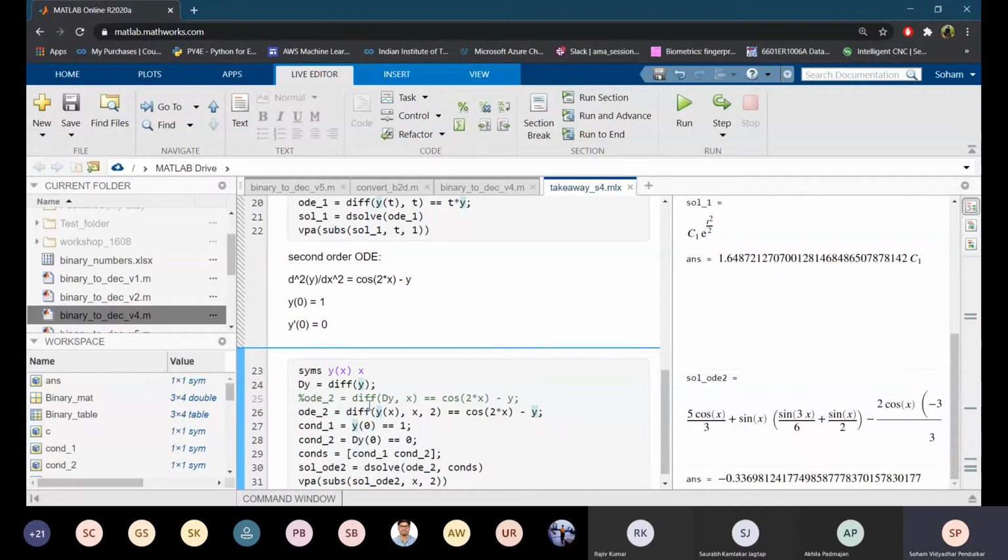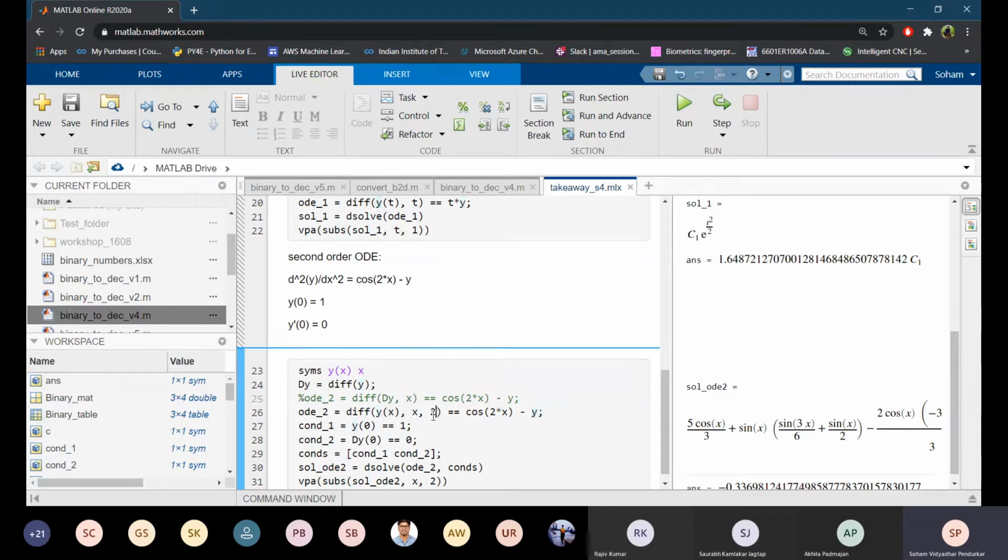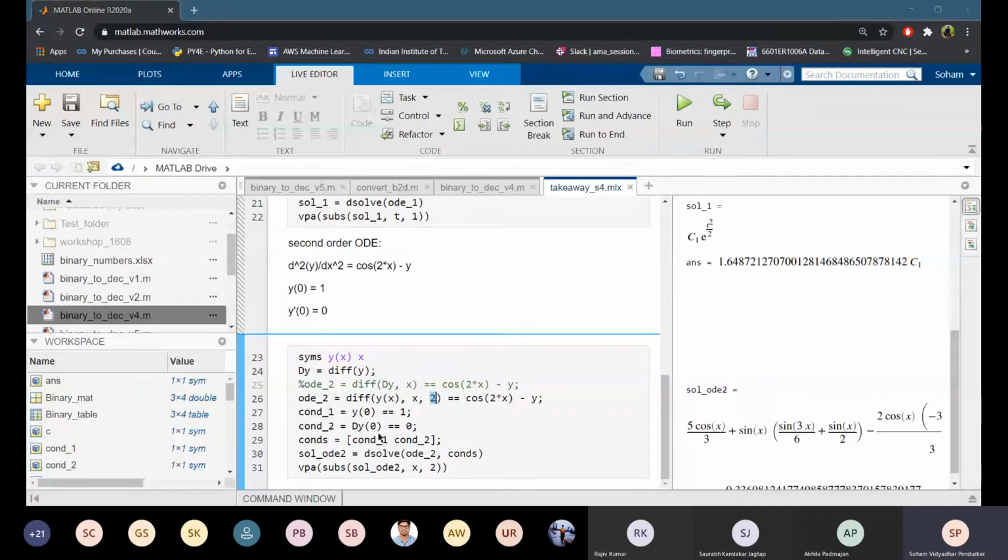That is why I wanted to tell you this. So diff of y of x with a double differentiate, I'll specify 2. If it was 3, I will specify 3, and so on. So yeah, any other questions in this?